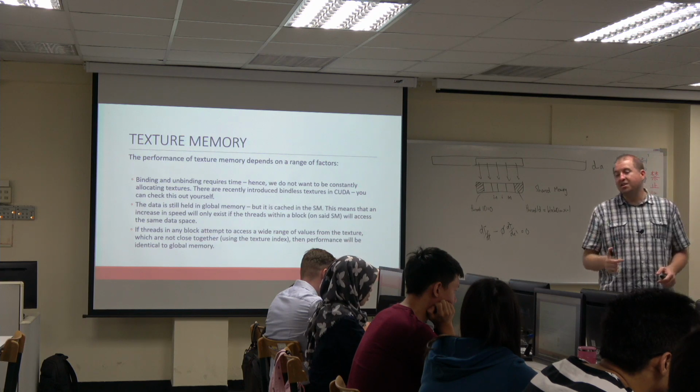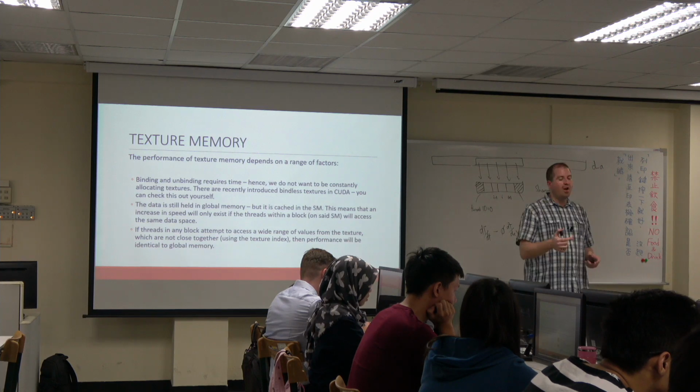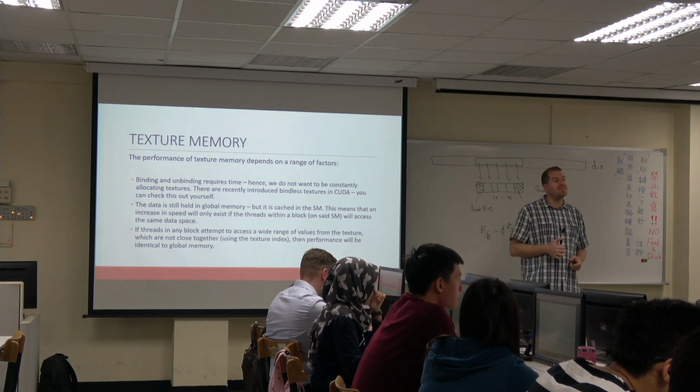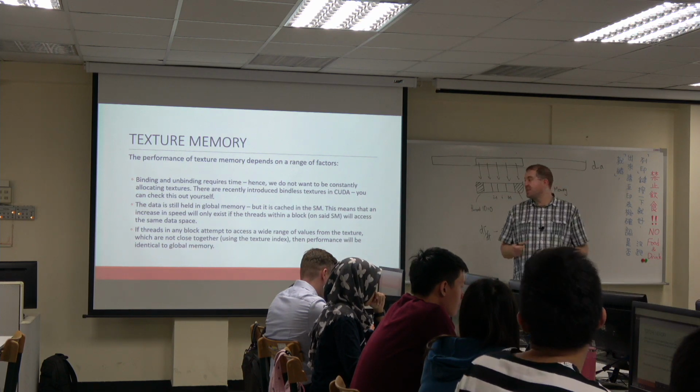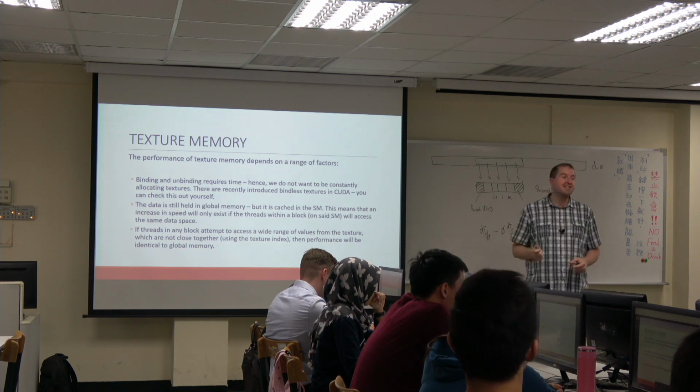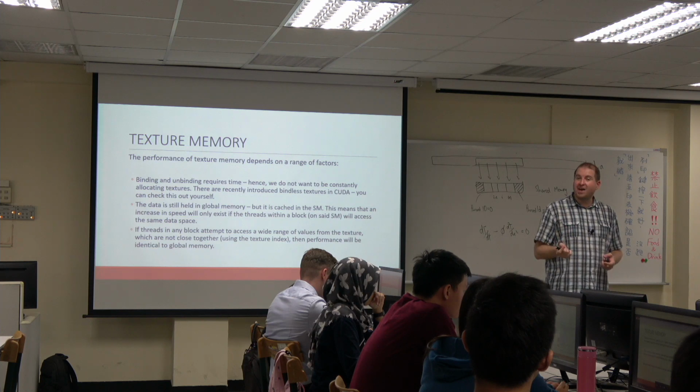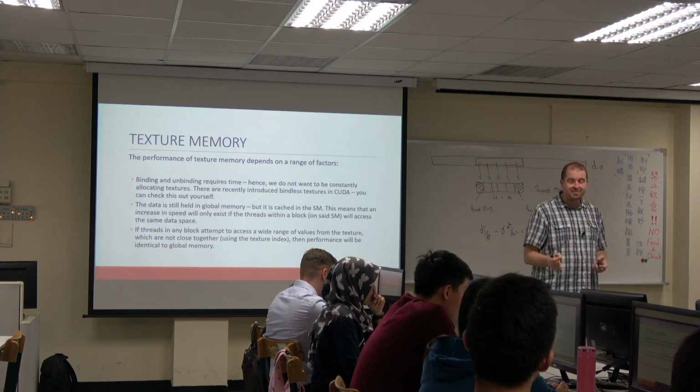But if each thread has to do another cache copy, then it's going to be very slow, as slow as global memory. So, texture memory, worst case scenario, same speed as global. Best case scenario, many times faster, because we have cache effects.